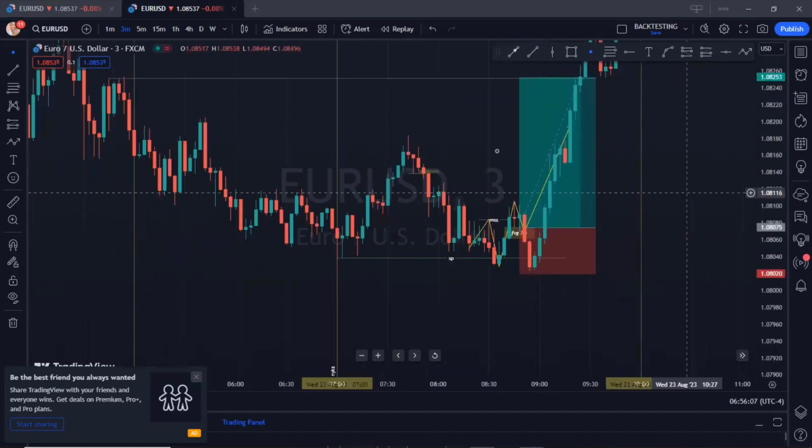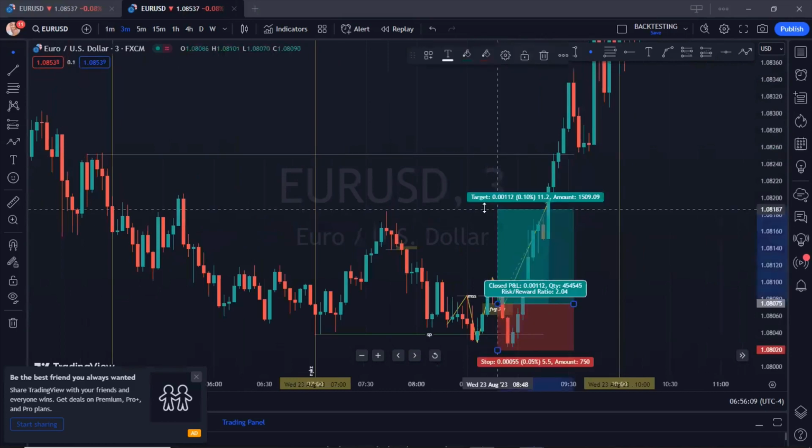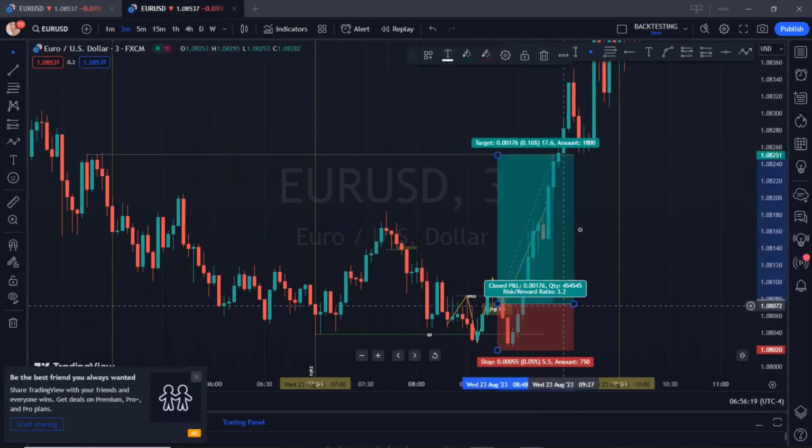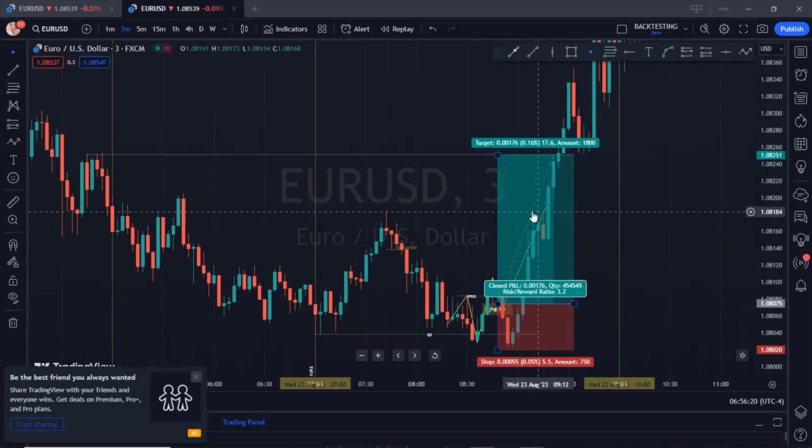What should be your first target? Your first target should be this high, but it is just 1:2R. So you look out for another high. That's where your target should be, at least 1:3R, and it's giving us 1:3.2R. And price expanded and delivered beautifully well.